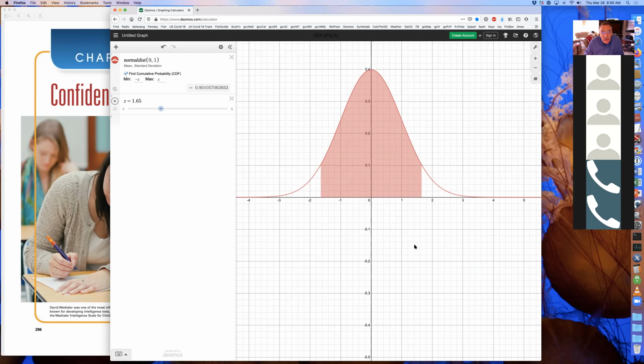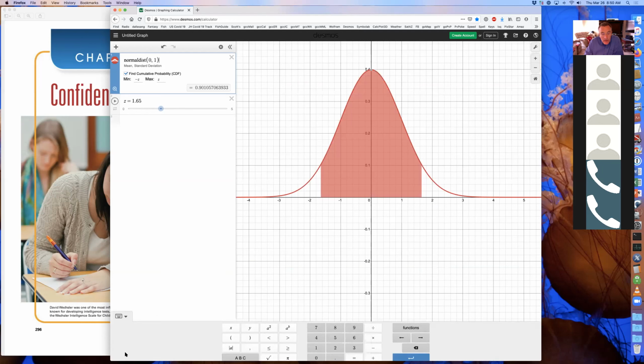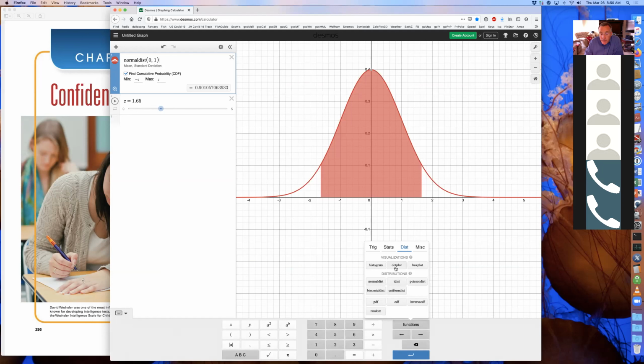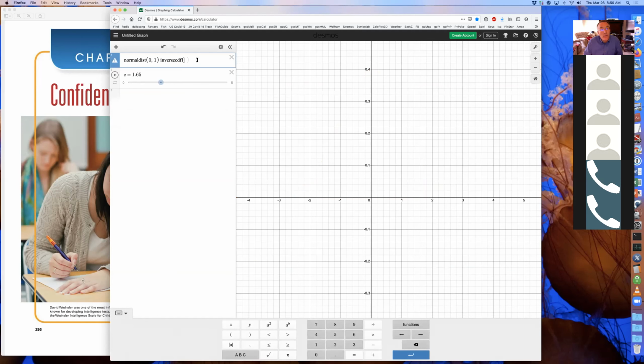Notice that if I just use a slider here, I don't get a very accurate number. So if I want the actual number from Desmos, and this is a little complicated, so you'll have to maybe look it up if this is the method you choose, but we want to do the inverse CDF. Whoops, that's not where I wanted it though.